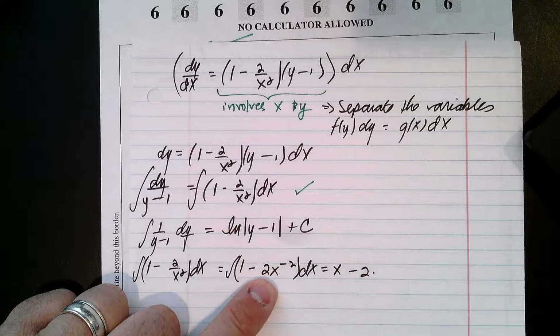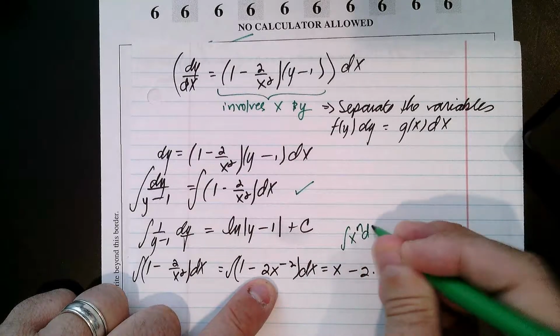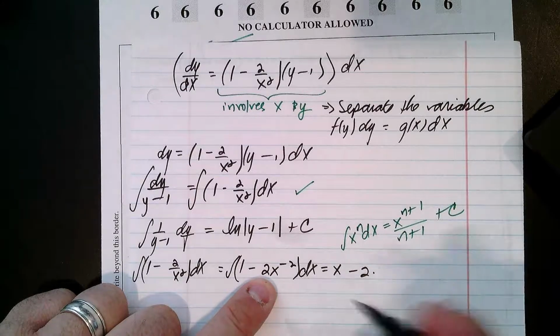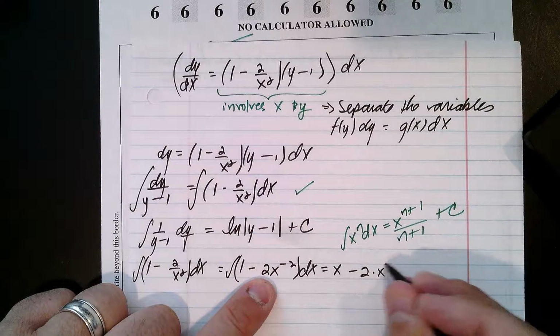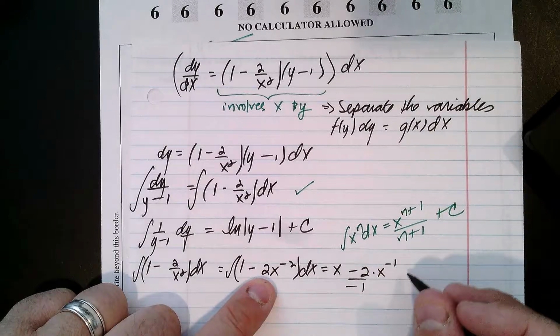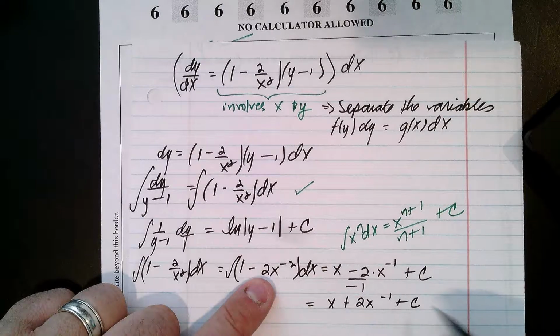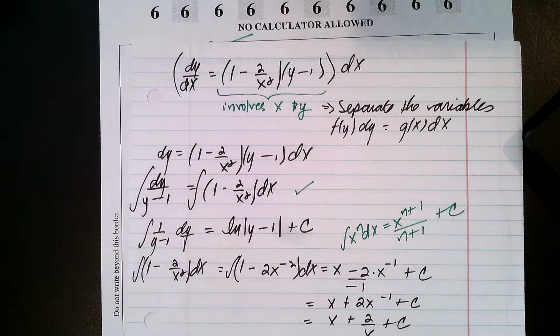All that you need to do for each of these is plug in the given points into the original differential equation. If you get a positive answer, you're going to have an increasing line. If you get a zero answer, you're going to have a horizontal line. If your answer comes out to be negative, you're going to have a decreasing line.